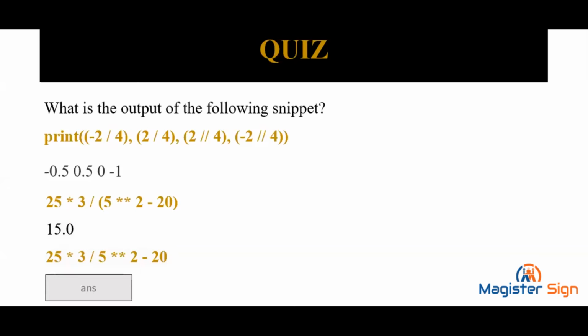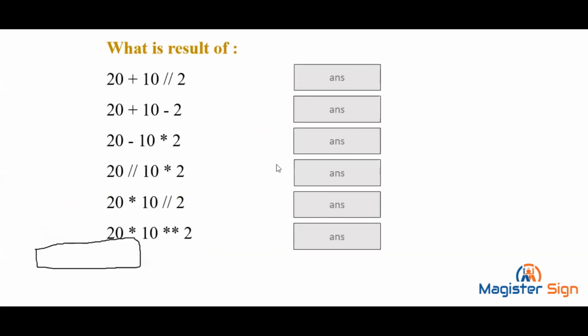So we have 5 to the power 2 minus 20. The first operation will be between 25 multiplied by 3 divided by 25. Is it 17? It will be 17.0. Why? Because we have the first operation between 25 multiplied by 3 divided by 25, so it will be 3 minus 20, which gives 17.0. Now you still have a chance. So how about this first response? Quickly.